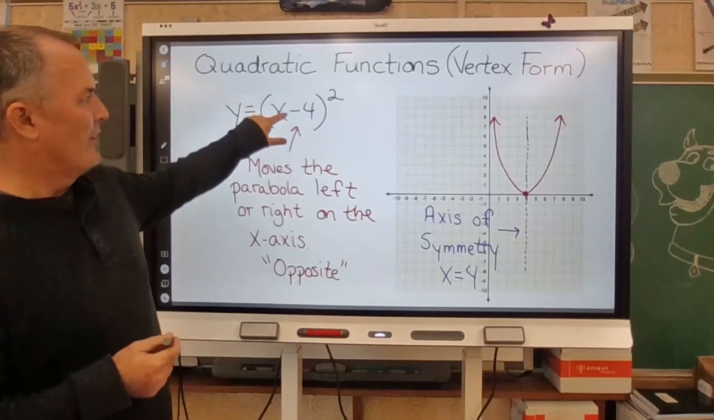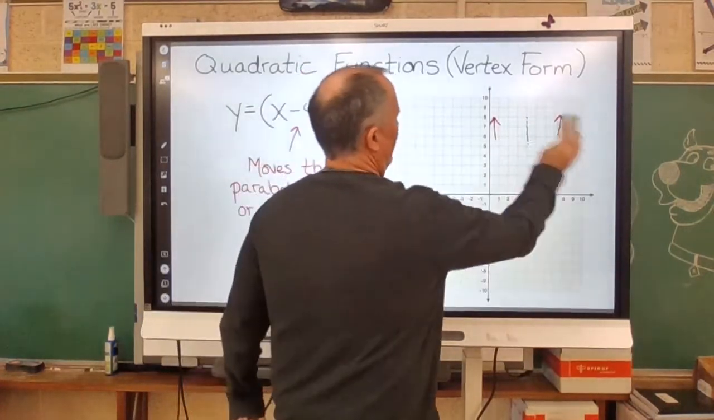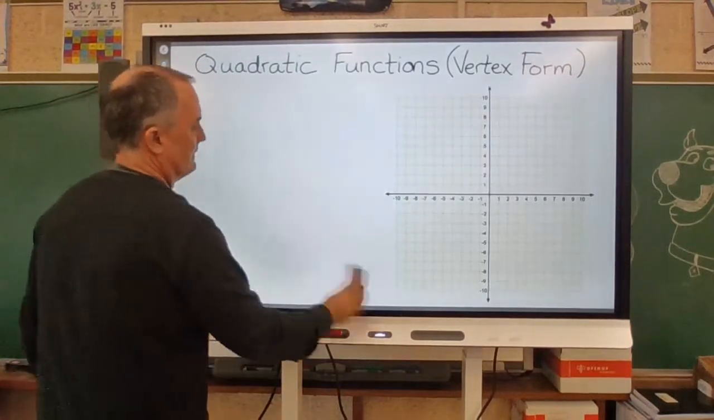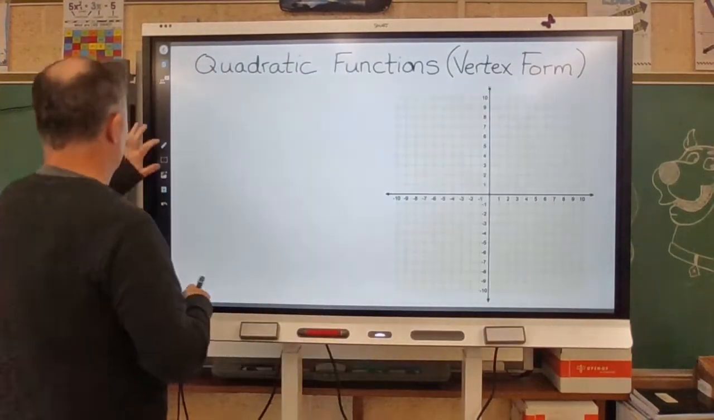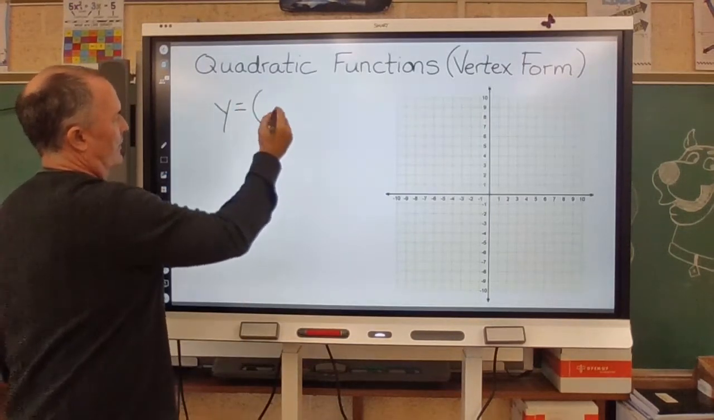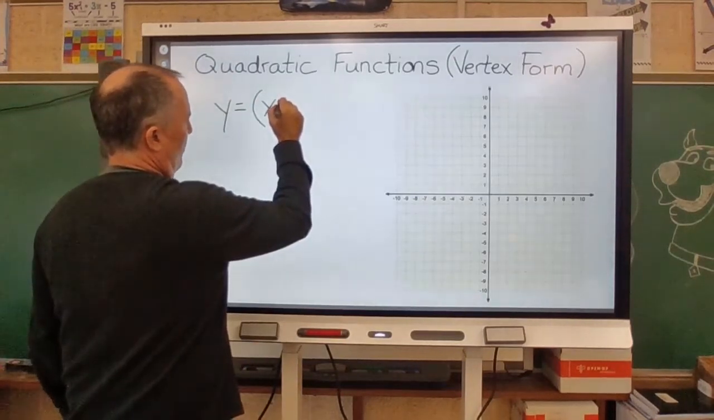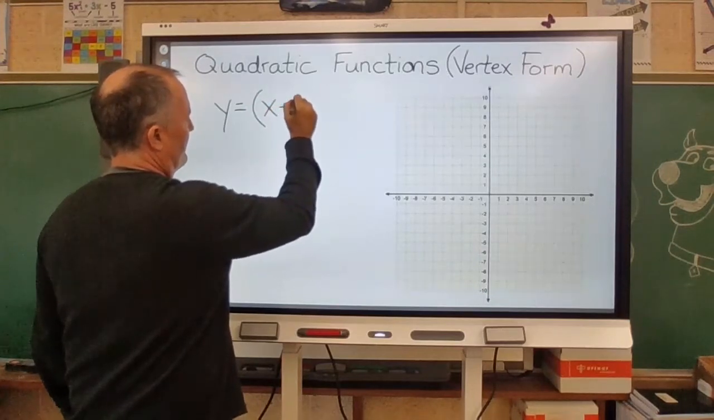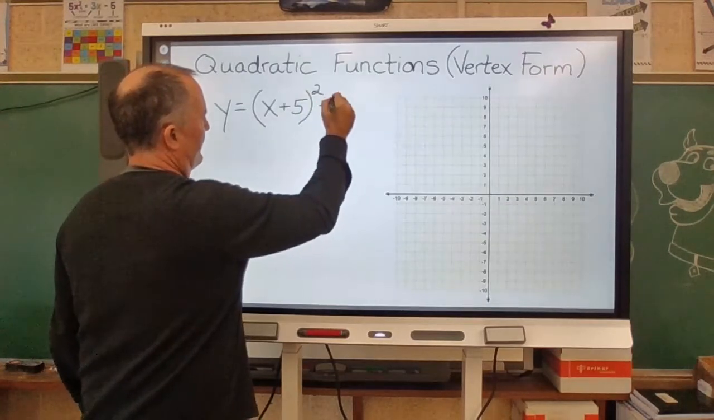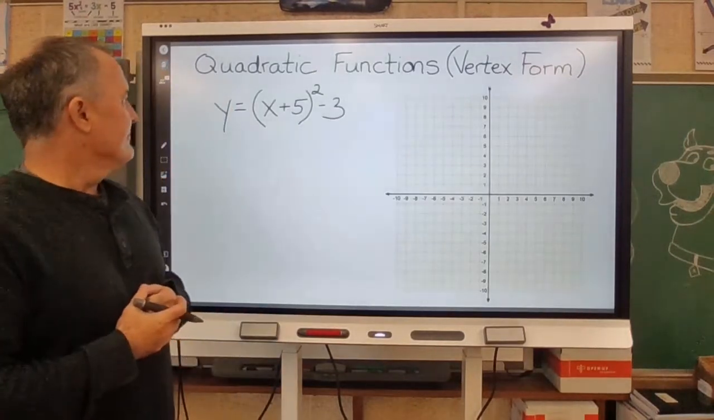Let's actually include one on the inside and on the outside, and see what happens there. So we go y equals x plus 5 squared minus 3. And it's positive overall. All right.